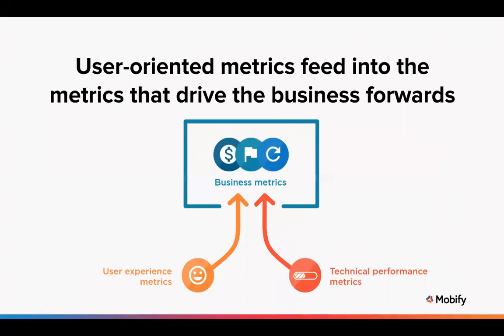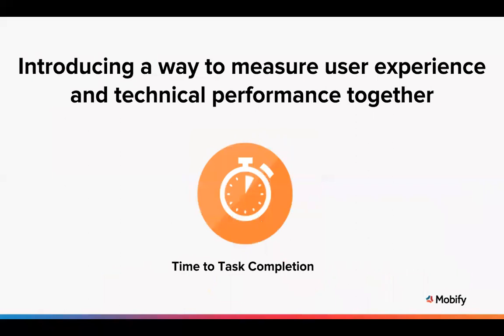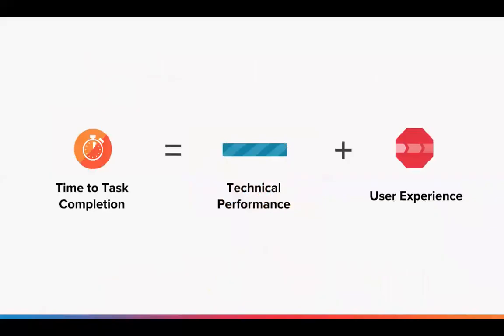I wanted to talk about a more general metric as well. One thing we've been thinking about a bunch at Mobify is the need to kind of combine all these different kinds of usability metrics into a single metric that we can talk about. So for some time, we've been thinking about a metric we're calling time to task completion. So time to task completion is the time that it takes for a shopper to complete a particular task. And we really like it because it combines some of the technical performance aspects of a website with a user experience.